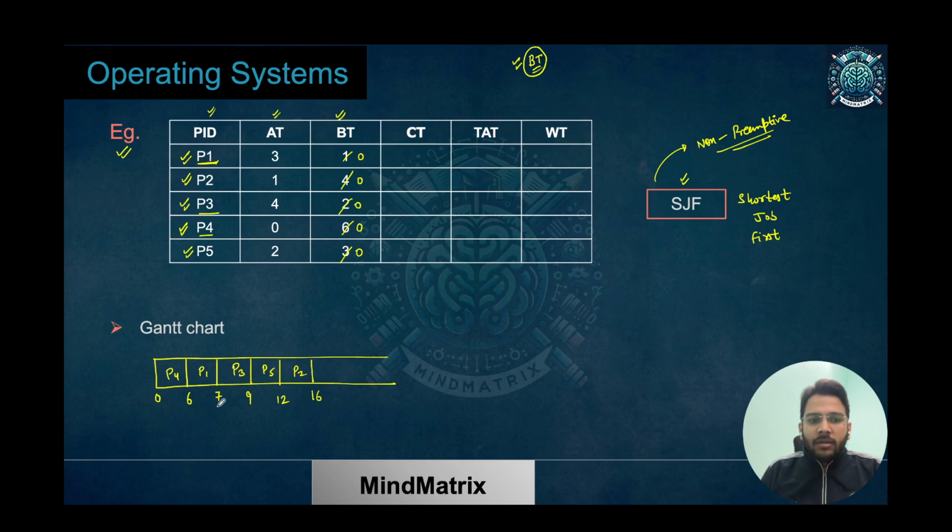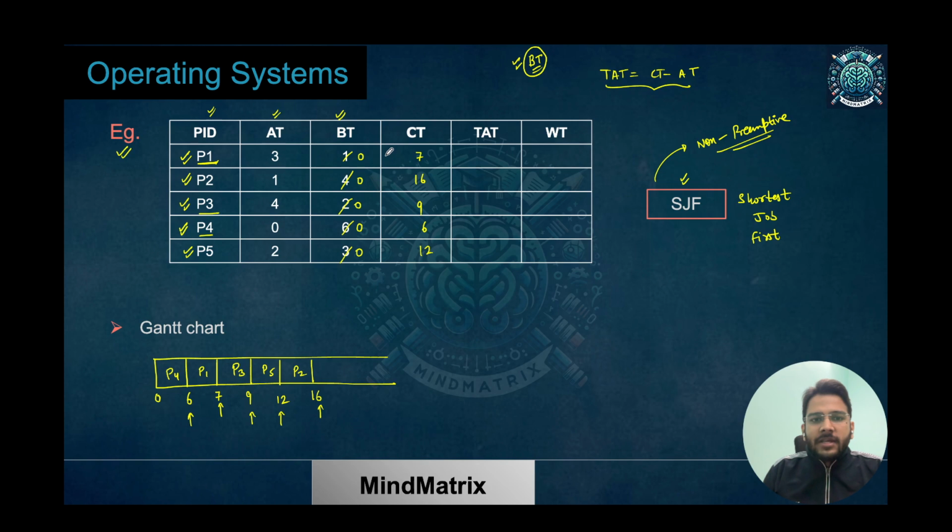So for P1, completion time is 7. For P2, completion time is 16. For P3, completion time is 9. For P4, completion time is 6. For P5, completion time is 12. What about turnaround time? Turnaround time is nothing but your completion time minus arrival time.